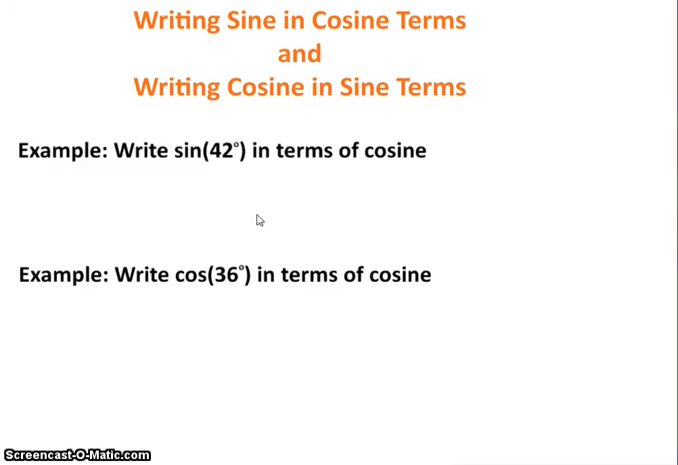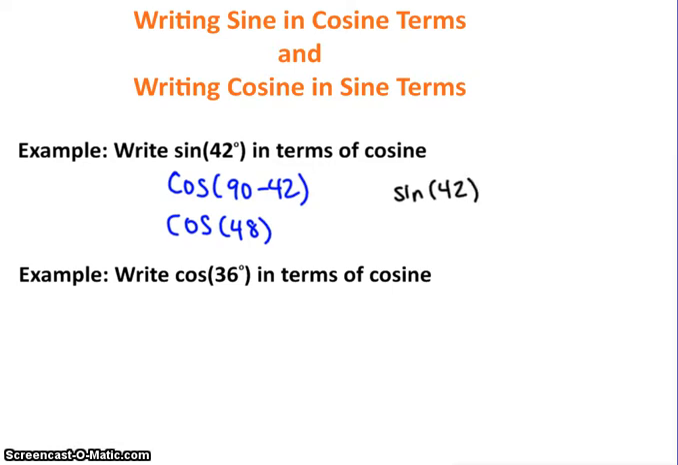Alright, so for example, if I have sine of 42 degrees and I want to write it in terms of cosine, all I have to do is switch sine to cosine and then do 90 minus 42, because the two angles must be complementary. So that gives me the cosine of 48 degrees. I would check in my calculator. Does sine of 42 equal cosine of 48? I type in sine of 42 and I get 0.6691. Then I type in cosine of 48 and I get 0.6691. So I know I did this correctly.